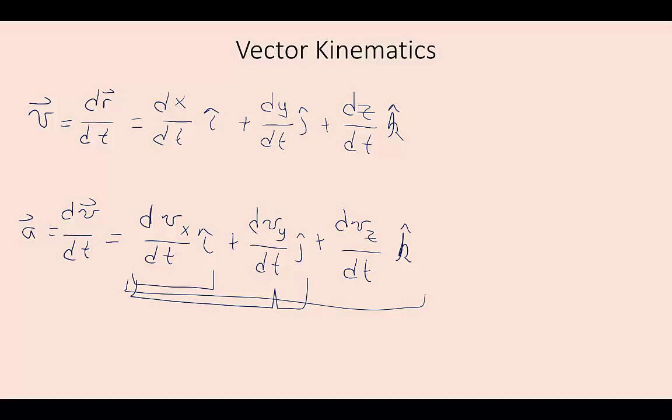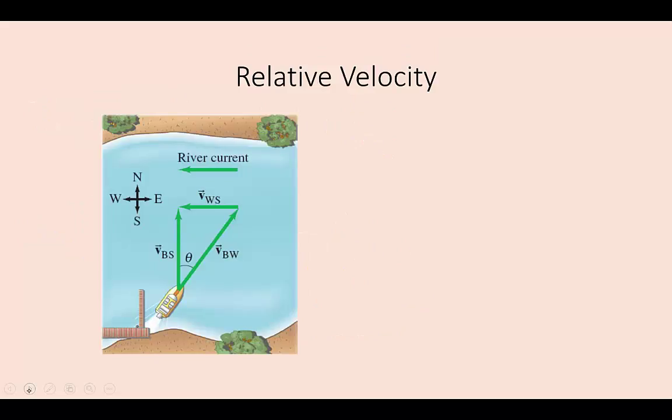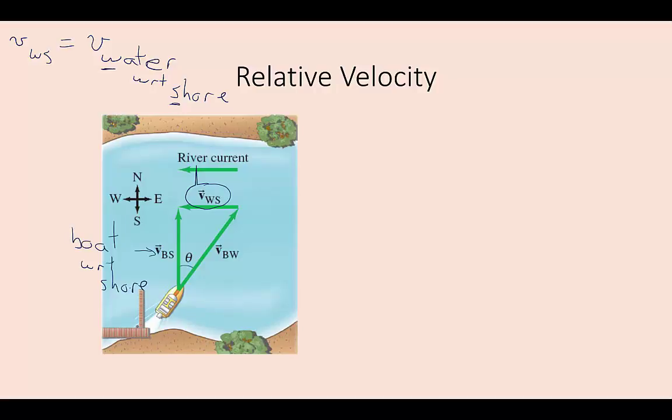in 2 dimensions. When we label velocity vectors in 2 dimensions, the first subscript refers to the object that we are talking about, and the second subscript refers to the reference frame in which it has that velocity. So here, v of ws, for example, refers to the velocity of the water in the shore reference frame, which means that the VBS is the velocity of the boat in the shore reference frame, and VBW is the velocity of the boat in the water's frame.